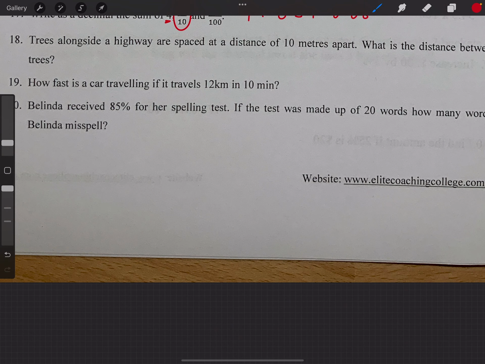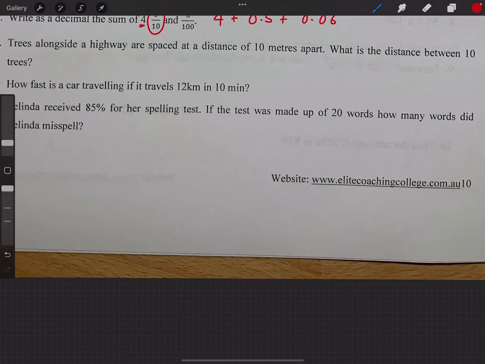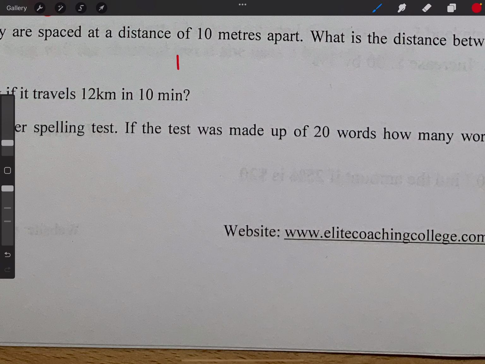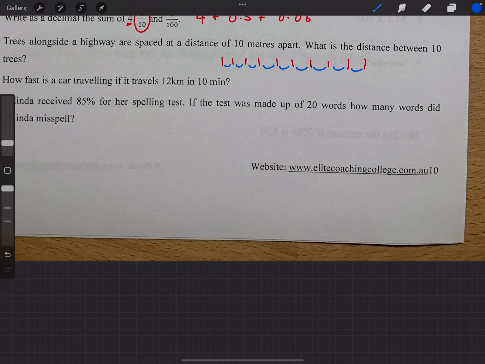Question 18. Trees alongside a highway are spaced a distance of 10 meters apart. What is the distance between 10 trees? So let's draw them. 1, 2, 3, 4, 5, 6, 7, 8, 9, 10. How many gaps are there? Well, let's have a look. 1 gap, 2, 3, 4, 5, 6, 7, 8, 9. You can see that there's only 9 gaps between 10 trees, because the number of gaps is always one less than the number of trees or flags or poles or gates or whatever.